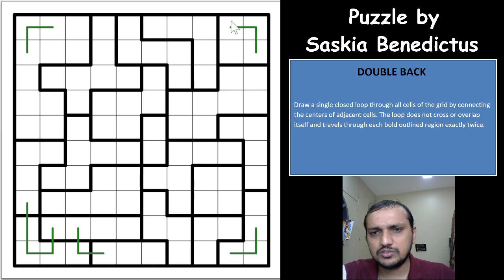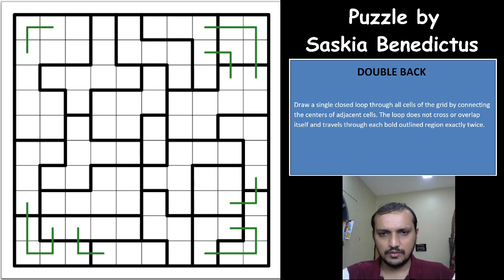Same way for this 4 cell region, you cannot turn this way or this way, then it would be only once. So it has to be this way. Again, it cannot go this way because it has to be twice, so it has to go this way. You can mark a cross here denoting that the loop will not pass through these 2 cells.